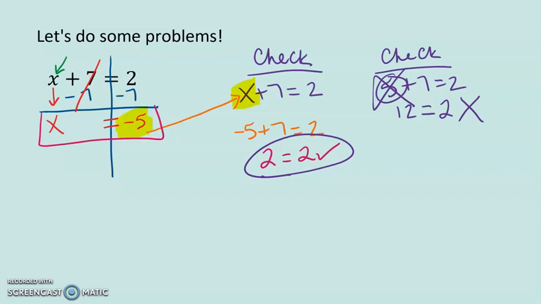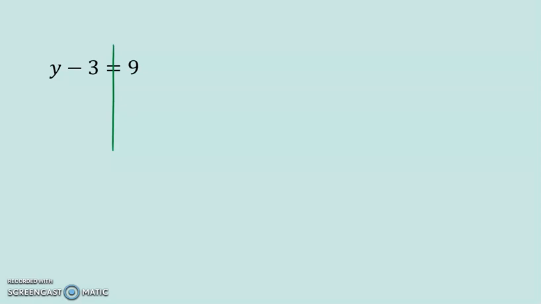All right, so that was our first problem. Let's go look at a different one. So this time I have y minus 3 equals 9. And if it helps you, draw that line going down the equal sign to keep your two sides of the problem separate. And I'm going to identify my variable as that y right there, which is what I want to be all by itself. Right now it's not.